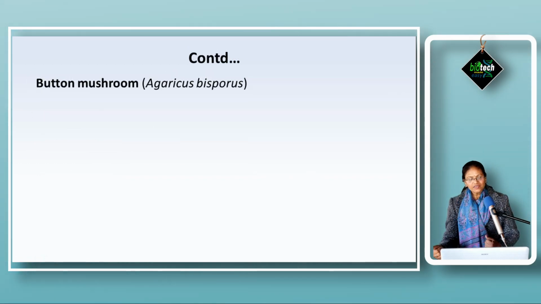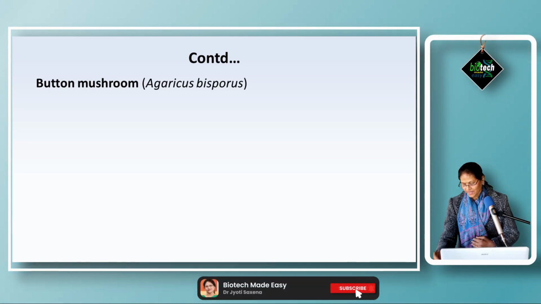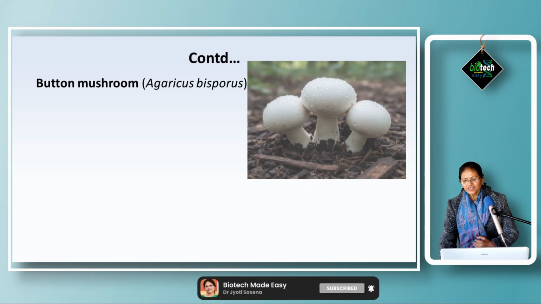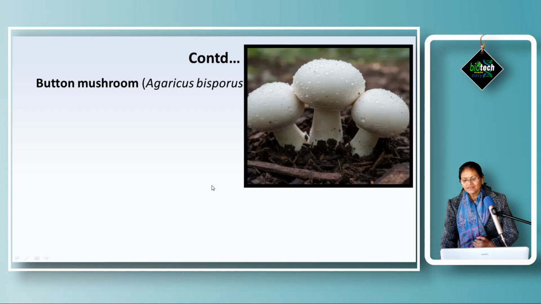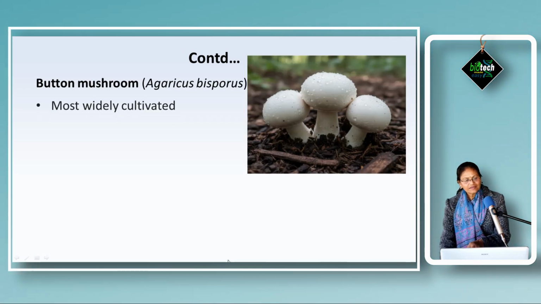Then the next popular species is button mushroom. Scientific name is Agaricus bisporus, and here you see the picture. This is the picture of button mushroom, and if you go to the market, most of the time you get this species, and it is most widely cultivated not only in India but throughout the world.